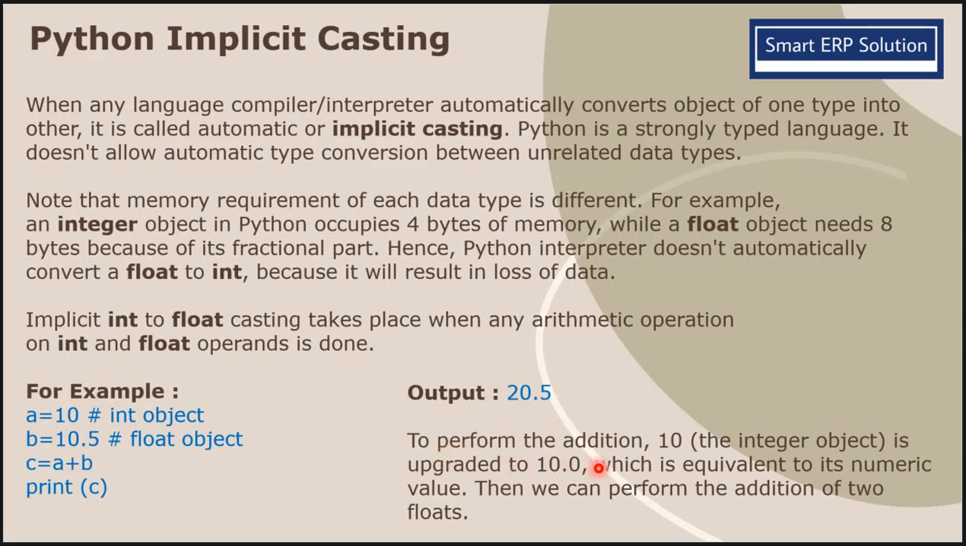To perform the addition, the integer object 10 is upgraded to 10.0, which is equivalent to its numeric value. Then only Python can perform the addition 10.0 plus 10.5. So it will be 20.5.